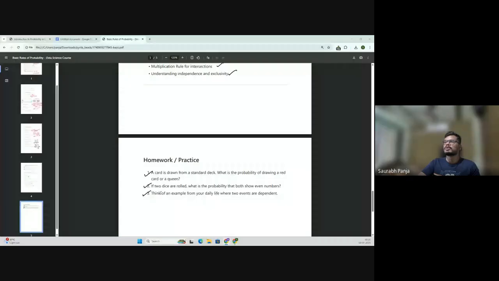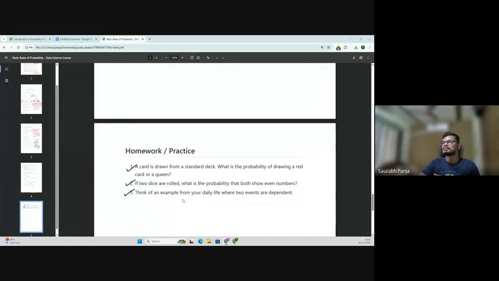Okay. If two dice are rolled, what is the probability that both show an even number? What's the probability for that? Your screen is not shared. Oh, I'm not sharing my screen? Yeah. Okay. If two dice are rolled, what is the probability that both show an even number? I'll paste it in the chat.